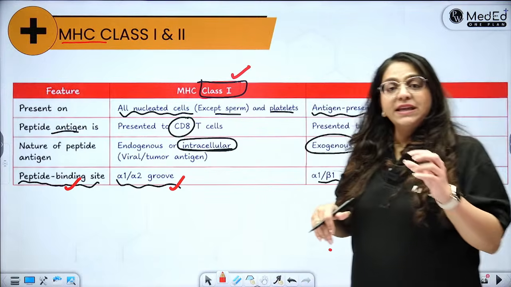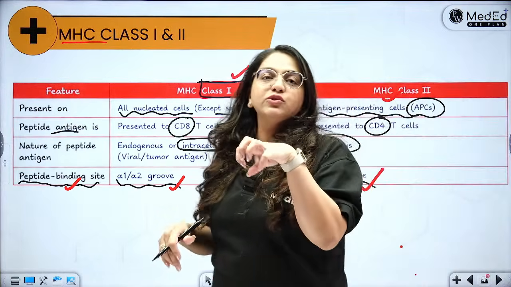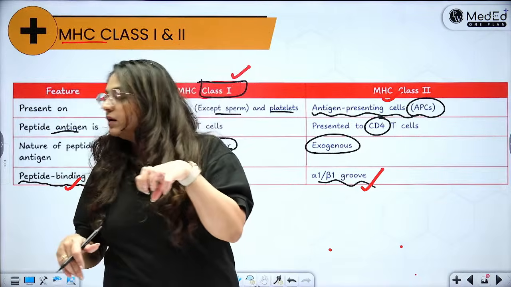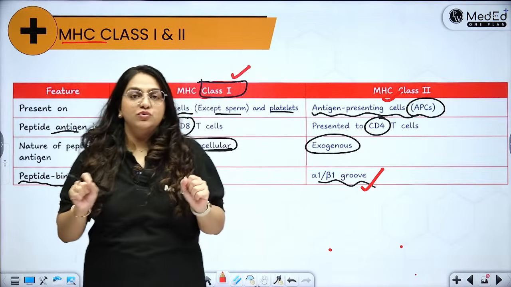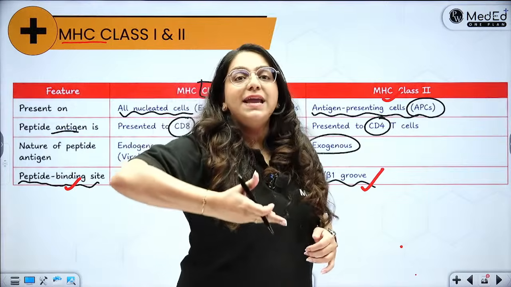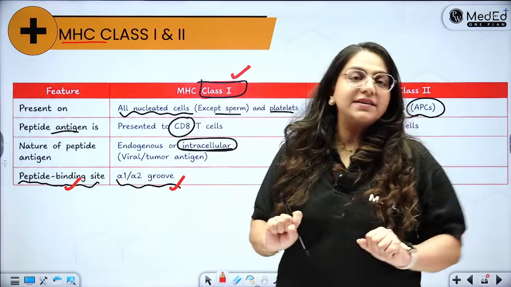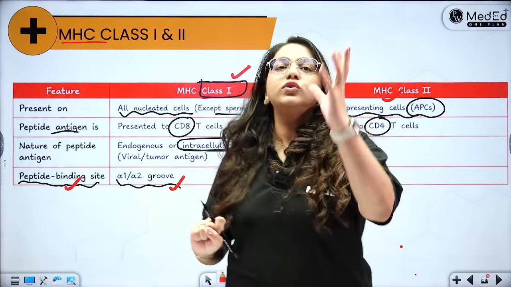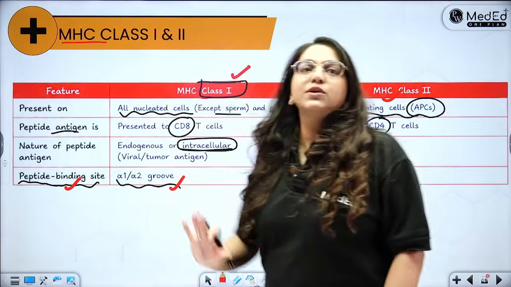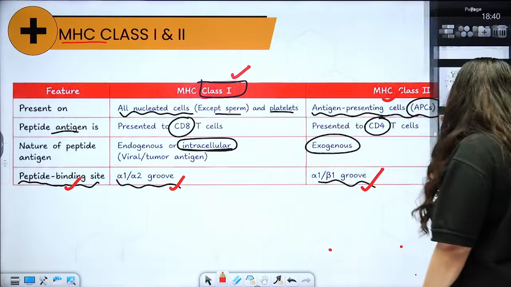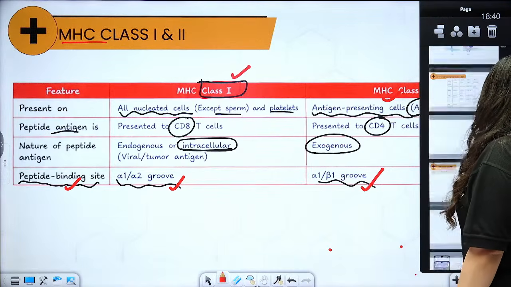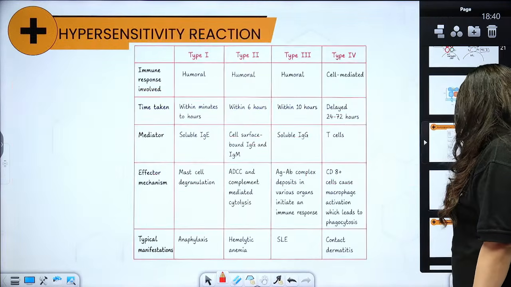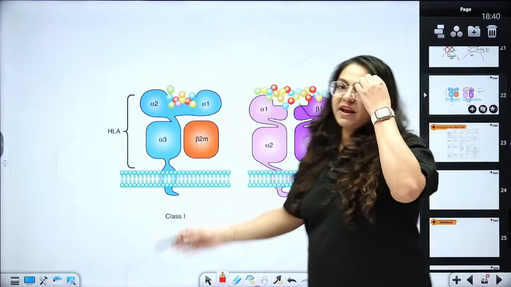So usually these intracellular pathogens are presented by MHC class 1 molecules. And exogenous ones, meaning those that are not obligate intracellular pathogens, are presented by MHC class 2 antigen presenting cells. That is the only point they are telling. Alright, so are we ready to begin hypersensitivity reactions? Yes, the same thing was being shown by this diagram.